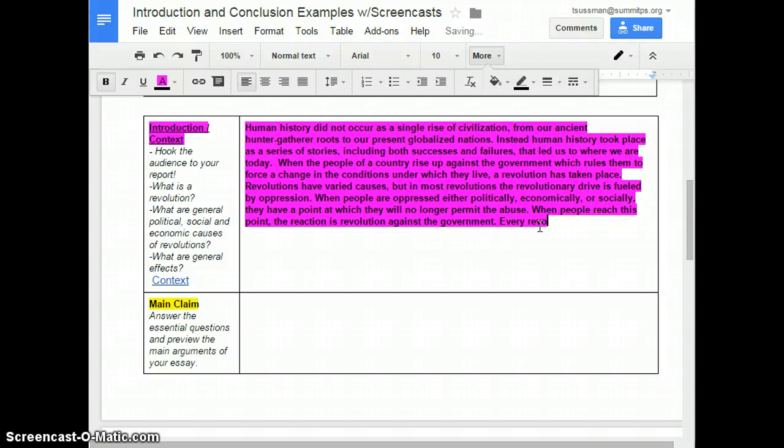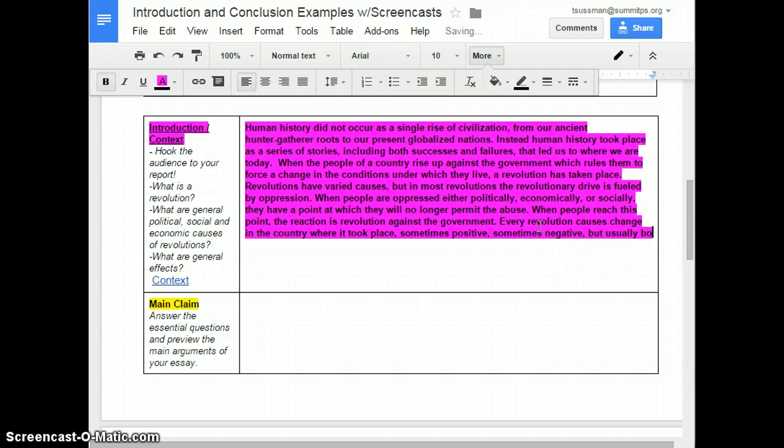Every revolution causes change in the country where it took place, sometimes positive, sometimes negative, but usually both, period. I am now done with the context.